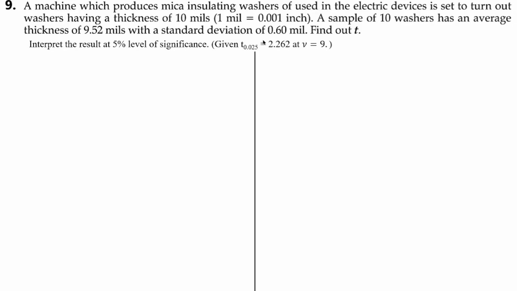Now let us see an example for one sample t-test. Similar questions can be expected for 3 marks. A similar question was asked in the sample paper for 3 marks. I have taken this question from Oswald's sample paper. A machine which produces mica insulating washers used in electric devices is said to turn out washers having a thickness of 10 mils.